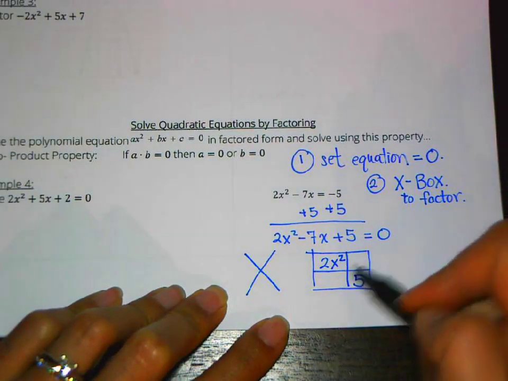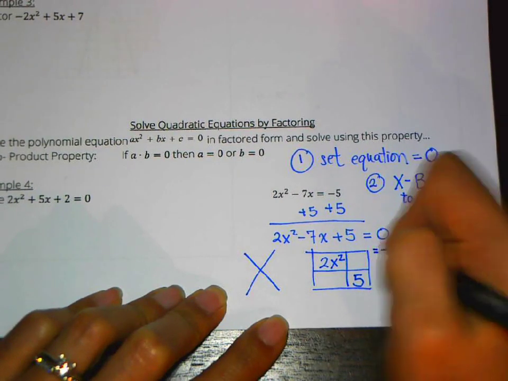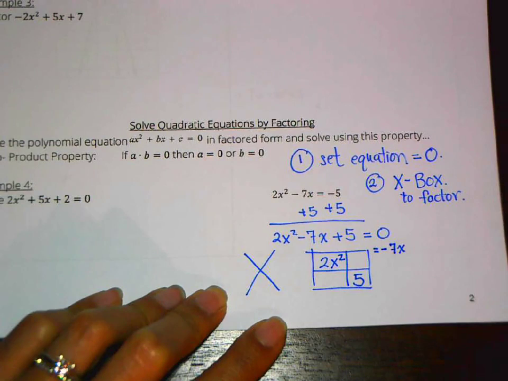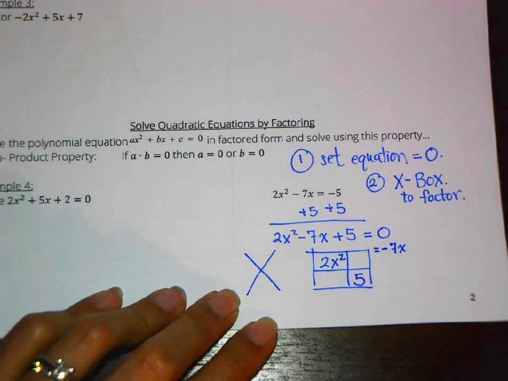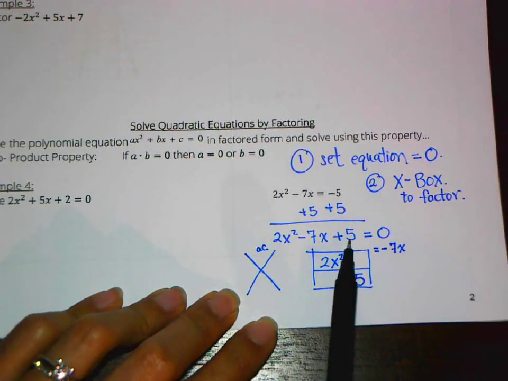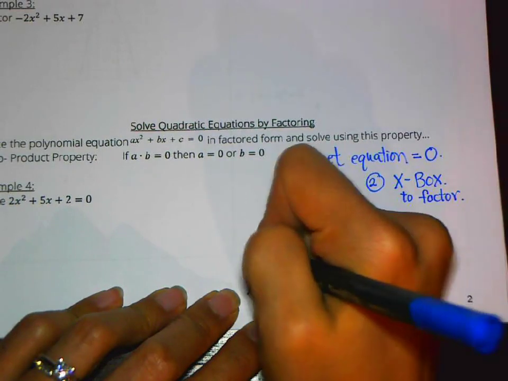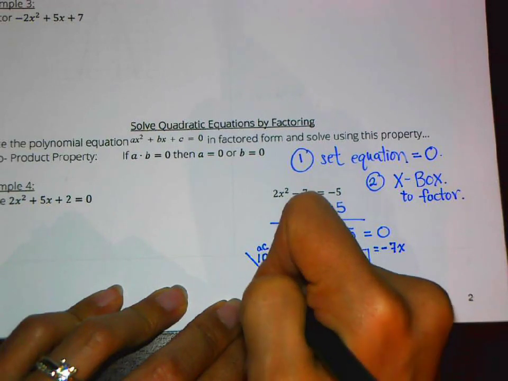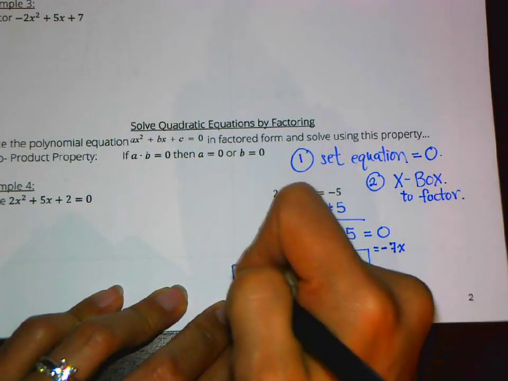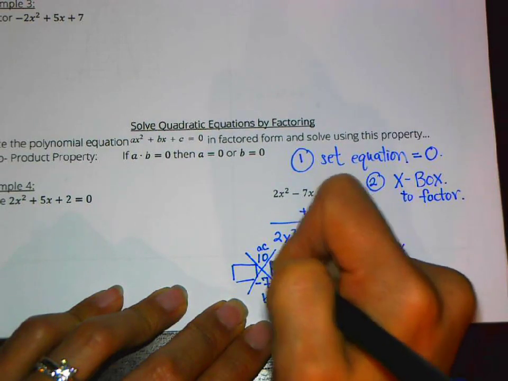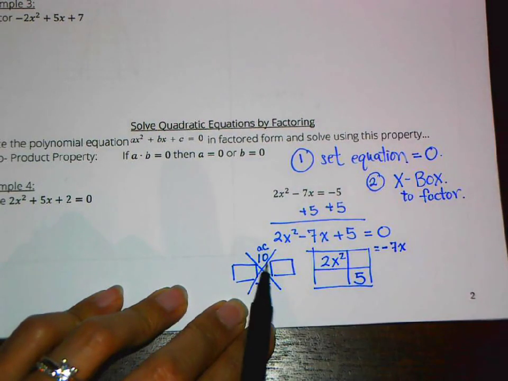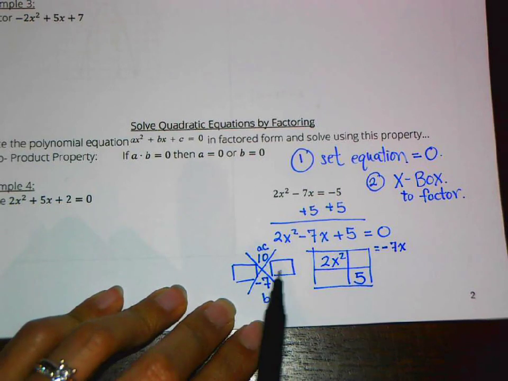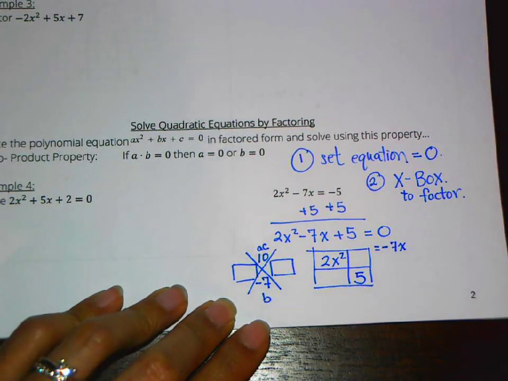I know I need to add the diagonal to equal negative 7x. But what are those numbers? That's what I'm using the X for. A times c goes on top, so a is 2, c is 5, so 2 times 5 is 10. The b goes on the bottom, b is negative 7. So I need to find two numbers: something times something equals positive 10, and when I add these two numbers, it needs to equal negative 7. I could list out all of the factors of 10.